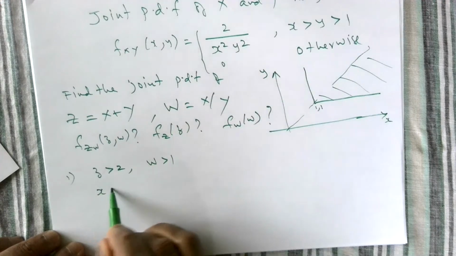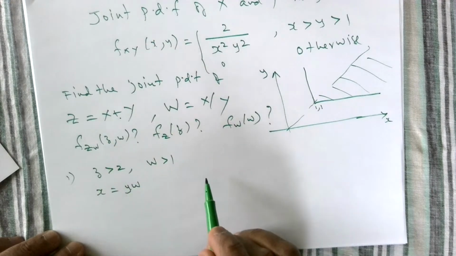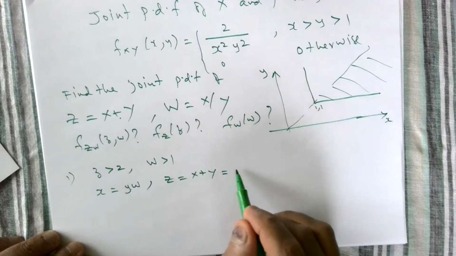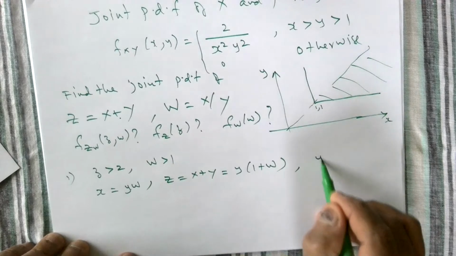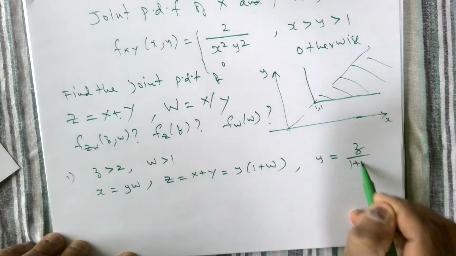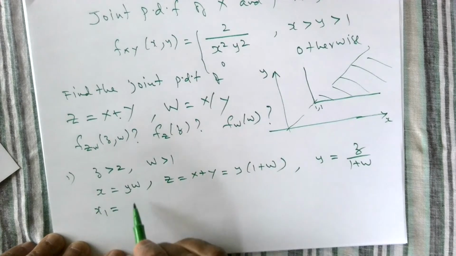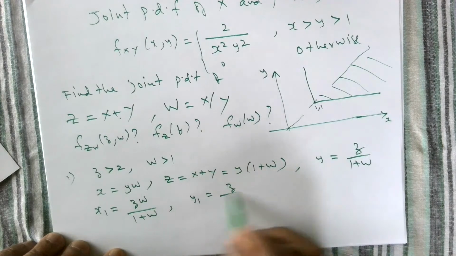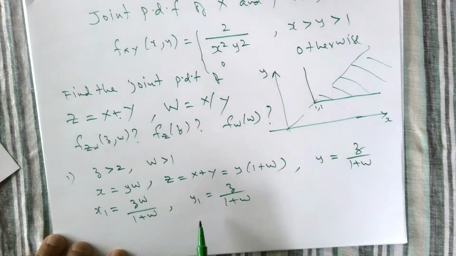So let's solve for x and y. From here, x is y multiplied by w, and we substitute that into here. And that gives z equal to x plus y is y multiplied by 1 plus w. So that gives y equal to z over 1 plus w, and that gives you x1. So x1 is zw over 1 plus w, and y1 is z over 1 plus w, which is the one pair of solutions.